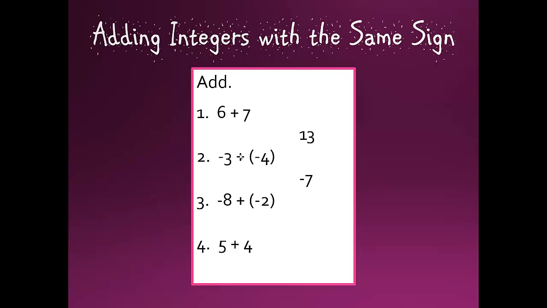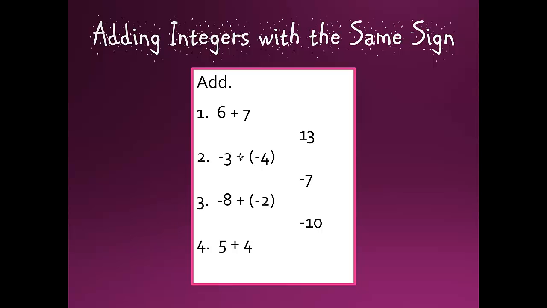For number 3, we have negative 8 plus negative 2. The absolute value of negative 8 is 8, and the absolute value of negative 2 is 2. 8 plus 2 is 10. Since both negative 8 and negative 2 are negative, our answer is also negative. So our answer would be negative 10.